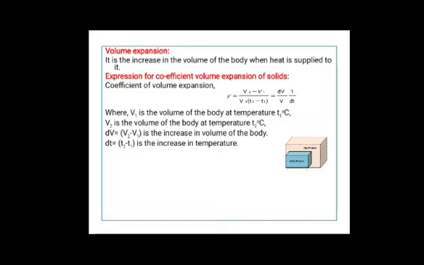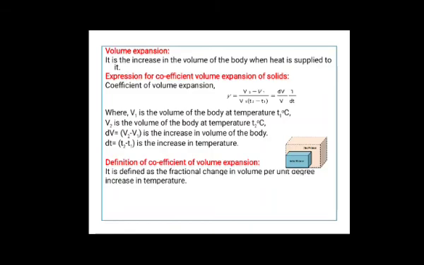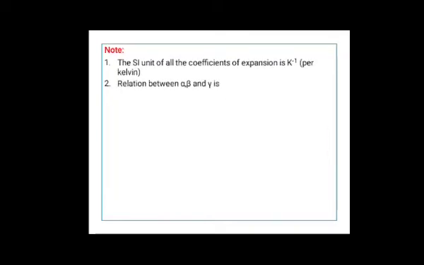dV is V2 minus V1, that is the increase in volume. dt is T2 minus T1, that is the increase in temperature. Then how to define this gamma? It is the fractional change in volume per unit degree increase in temperature. Here one important note: the SI unit of all these coefficients of expansion is per Kelvin. If temperature is given in Kelvin, it is per Kelvin. If temperature is expressed in degrees Celsius, then it will be per degree Celsius. But usually we prefer the SI system, so it is per Kelvin.